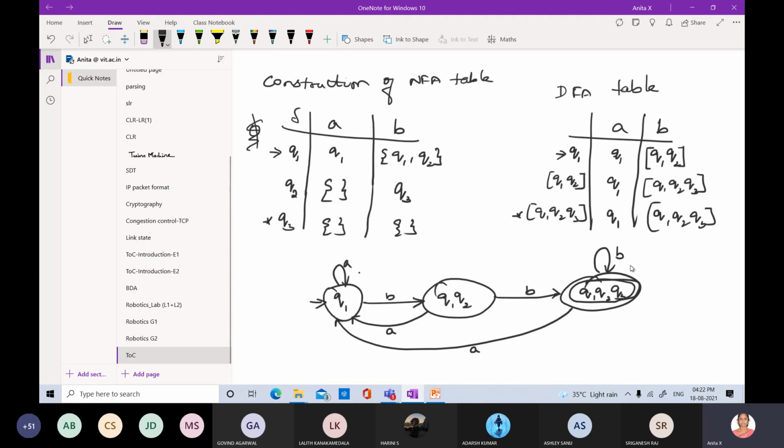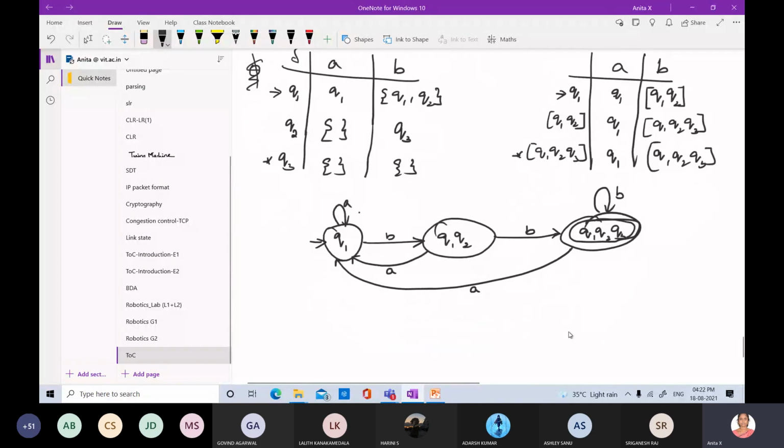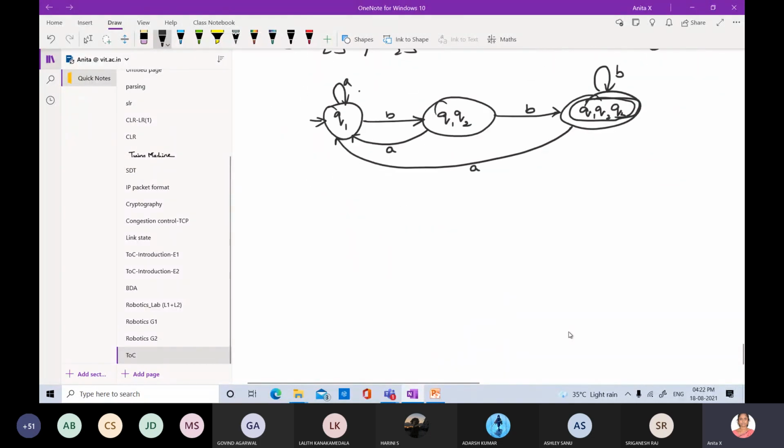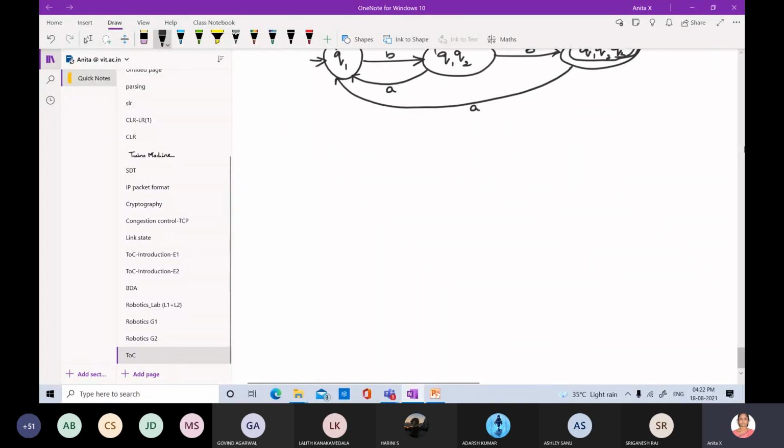Please make a note of it. Whenever you are constructing a final automata, you have to represent the start state and the final state. Without that, there will be no meaning at all. And then labeled edges should be present and the direction of transition should be present. If it is not clear for you, we will be dealing with further examples. It is a straightforward thing only. Let me proceed with one more example now.